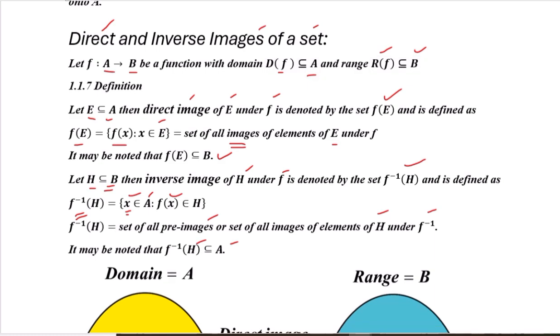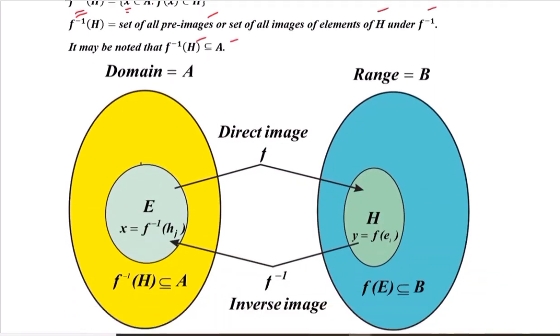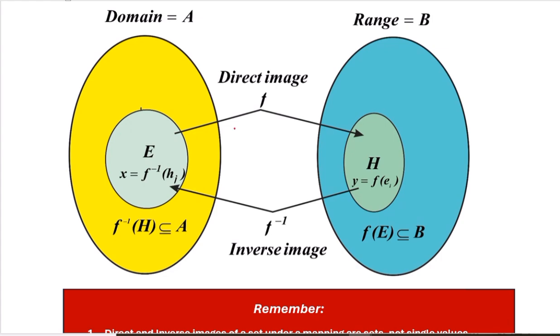This whole discussion can be explained from this diagram. Suppose this is my set A, that is the domain, and this is my set B, that is the range. E is a subset of A, so here is set E. Similarly, H is a subset of B, so this set represents set H, that is actually a subset of B.